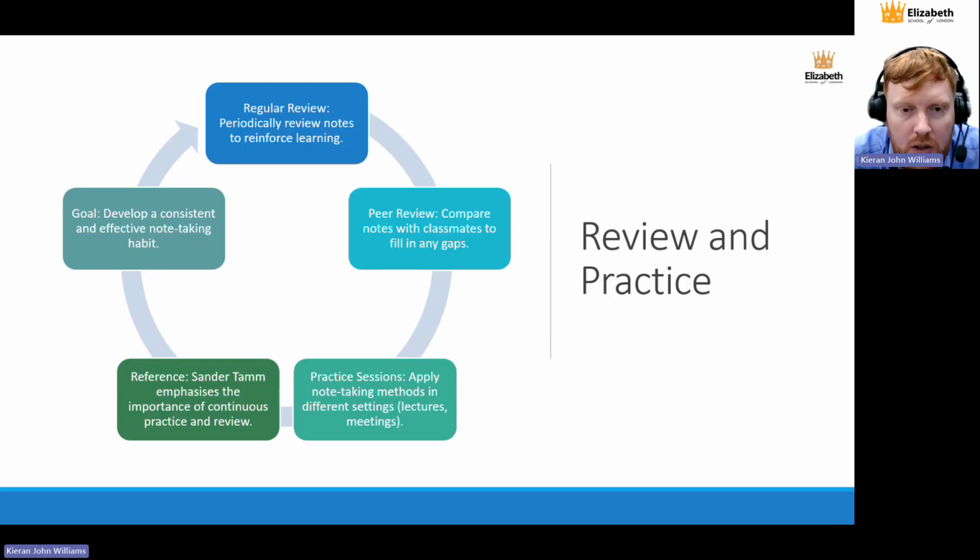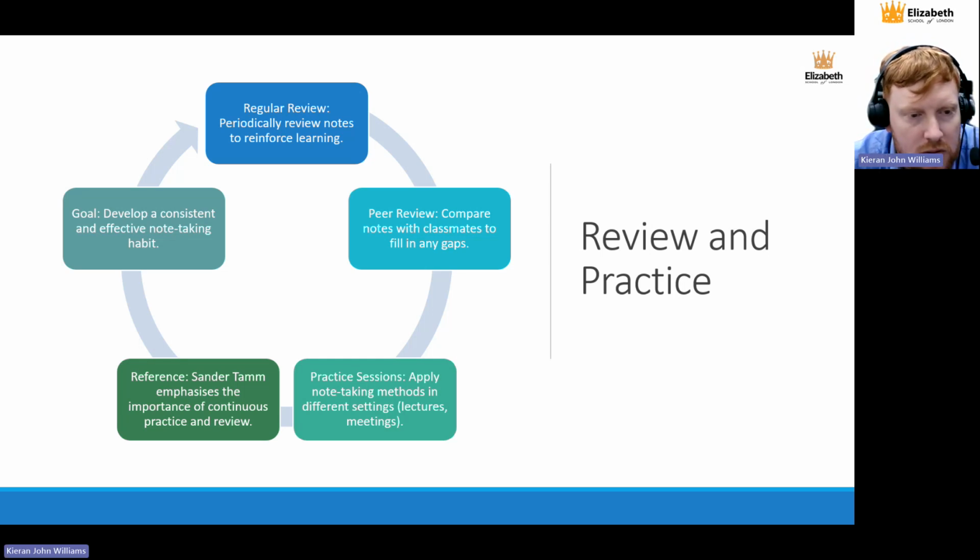Okay, so thinking about the review and practice part that we had there. This is basically a practice that is never ending, that can be ongoing. But if we just choose a random place to begin, maybe at the start here, just periodically make sure that you are reviewing your notes to reinforce your learning. You may then want to do this with your classmates to compare to see if their notes are similar or different. You may want to do a practice session where you are implementing those note-taking methods in your lectures or in your seminars.